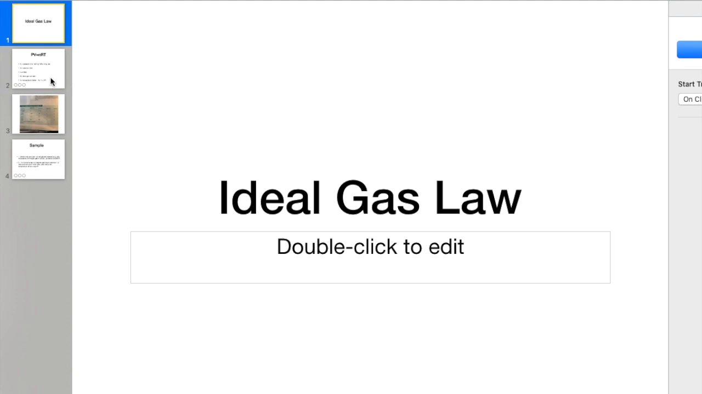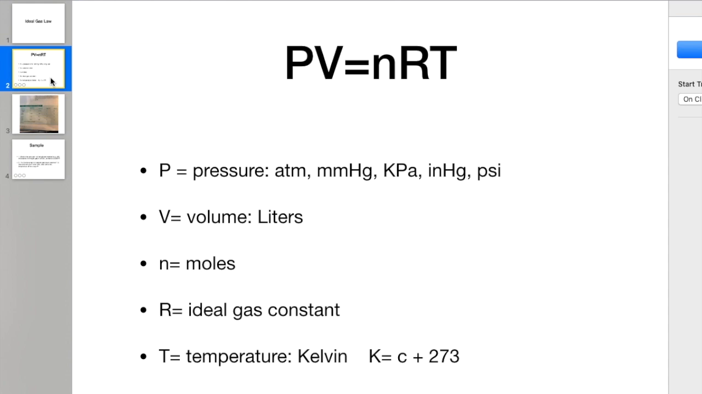And here is the formula. The formula is PV equals nRT. Let's go over these variables real quick. P stands for pressure. And you remember that pressure can be in atmospheres, millimeters of mercury, kilopascals, inches of mercury, pounds per square inch. We have lots of different ways that we can describe pressure in a lot of different units.